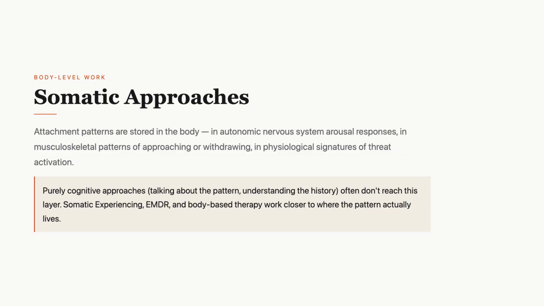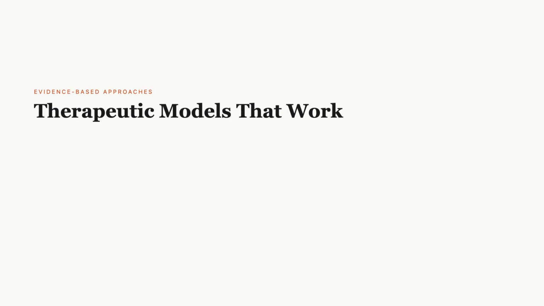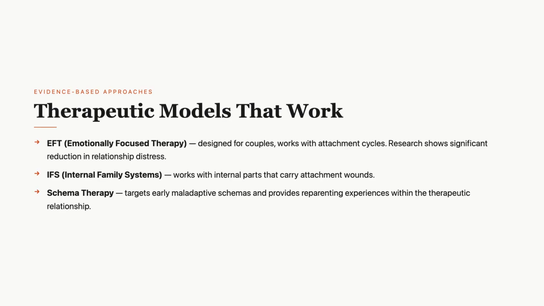Emotionally focused therapy, EFT, designed specifically for couples, works with attachment cycles in the relationship. Research shows significant reduction in relationship distress and improvement in secure functioning. Internal family systems, IFS, works with internal parts that carry attachment wounds. Schema therapy targets early maladaptive schemas, beliefs and patterns developed in childhood, and provides reparenting experiences within the therapeutic relationship.